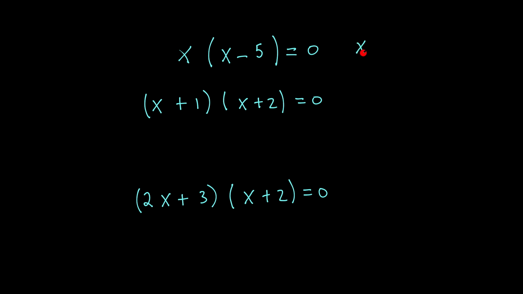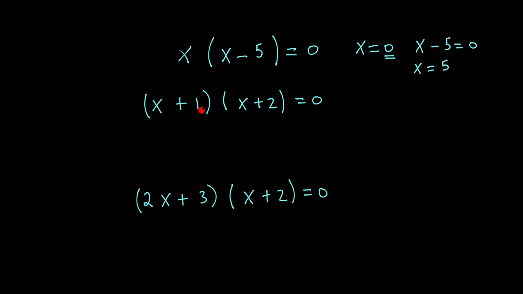Either x is equal to 0, because if x is equal to 0, that means 0 times (0 minus 5), which will give me negative 5 here. So 0 times minus 5 will give me 0. So that's one possibility. And the other possibility is that if x minus 5 is equal to 0, then x would equal 5. So the two possibilities for this equation are x is equal to 0 or x is equal to 5. Let's look at the next one.